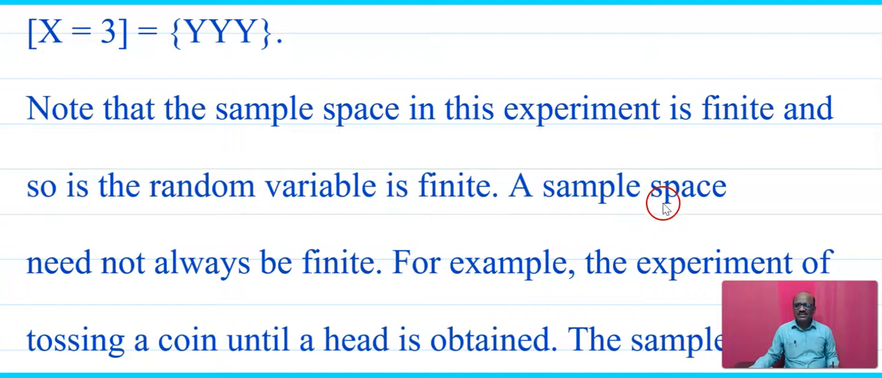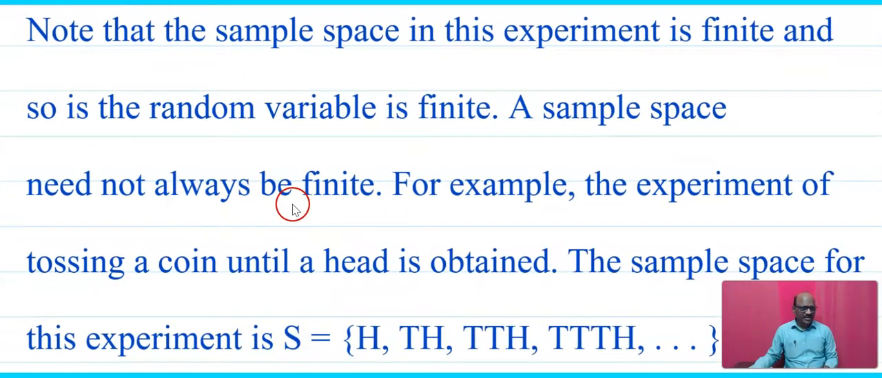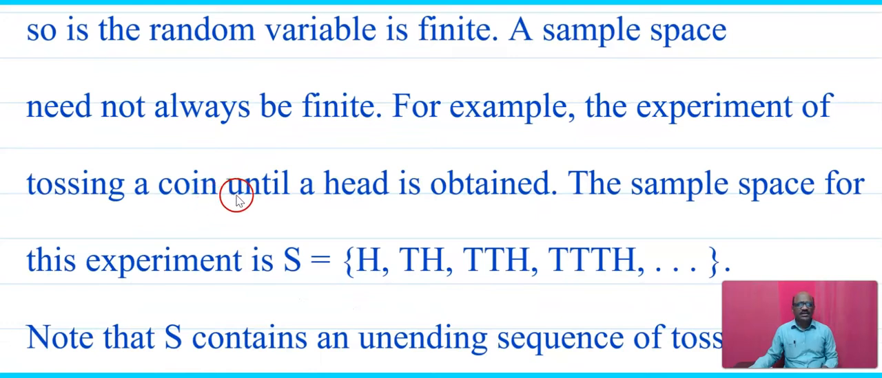A sample space need not always be finite. For example, the experiment of tossing a coin until a head is obtained. If I say to you to toss the coin until head occurs, then suppose that if you toss the coin, you will get head, no problem. If you toss the coin and you are not getting the head, first you get tail, and then you are getting the head. In the third experiment, it may be possible that the first toss is a tail and then head.